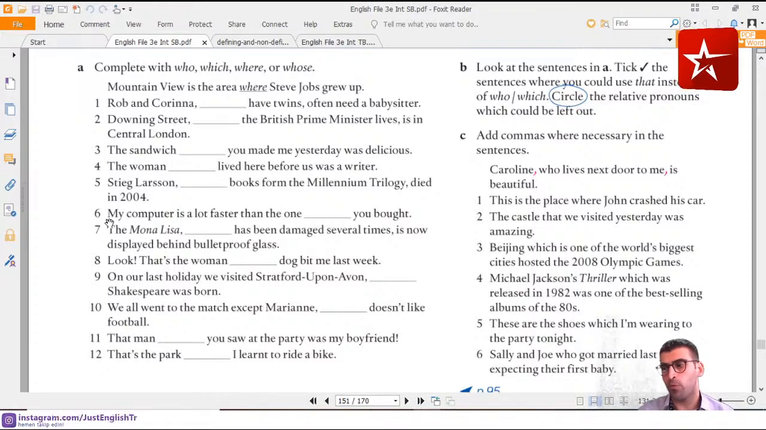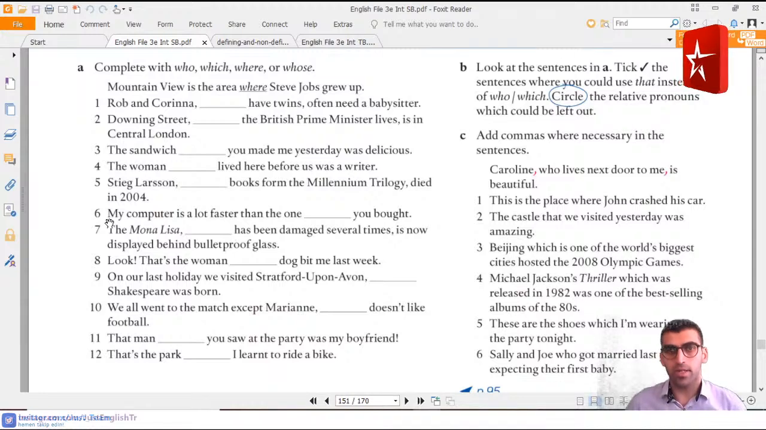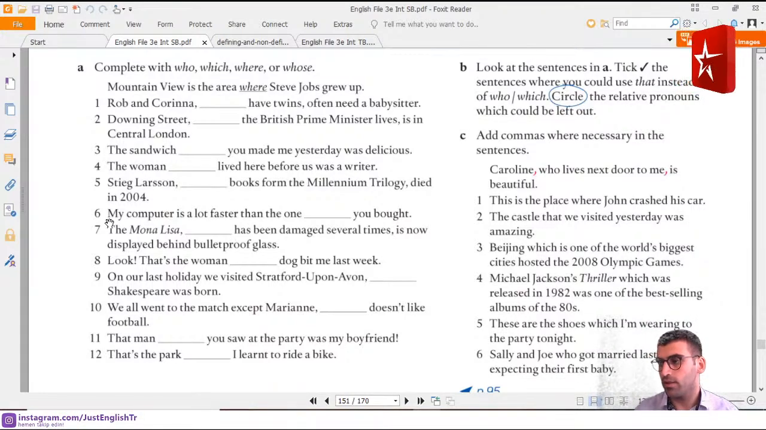Let's start with number 1. What should we write for number 1? Rob and Karina, and why? Okay, can you let me know the correct answer for number 1? I am still waiting for your answers. Number 1, Rob and Karina. Any idea, guys?